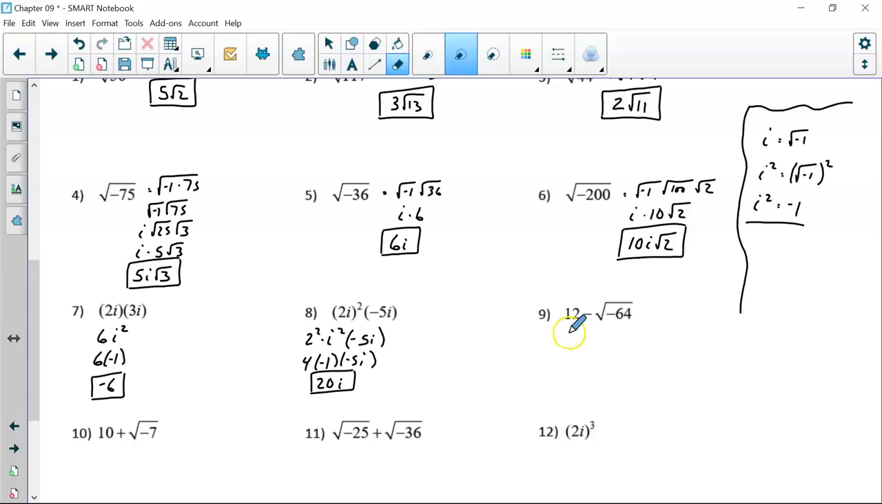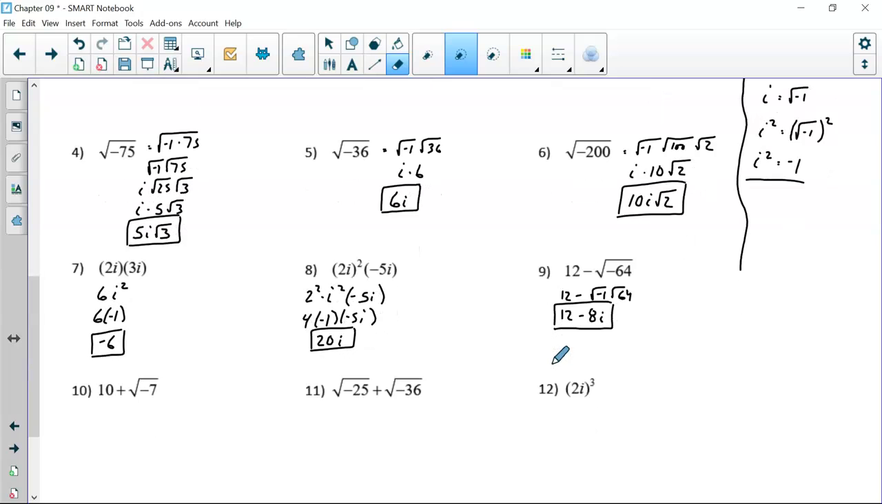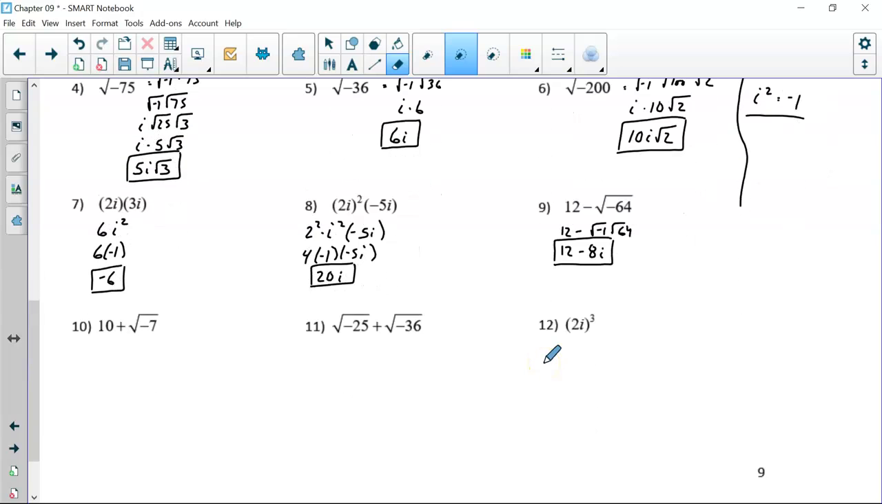Number 9: 12 minus the square root of negative 64. That is the square root of negative 1 and the square root of 64. So it's 12 minus, the square root of 64 is 8, so it's minus 8i. And there's our answer in that standard form of a complex number, 12 minus 8i. Number 10: 10 plus the square root of negative 7. The square root of negative 7 is the square root of negative 1 and the square root of 7. So it's 10 plus i square root of 7.